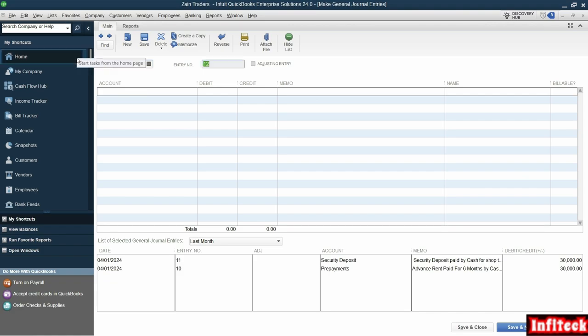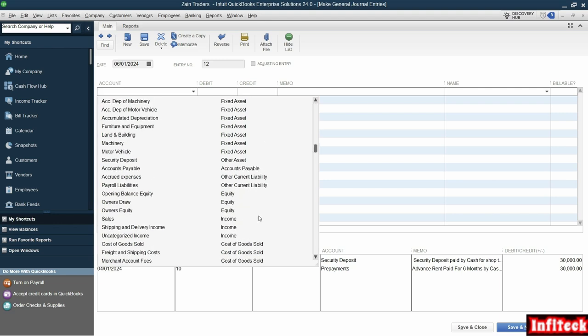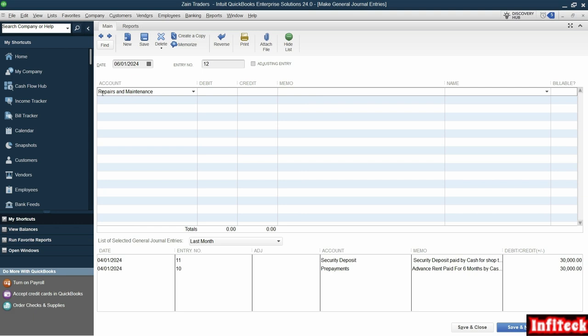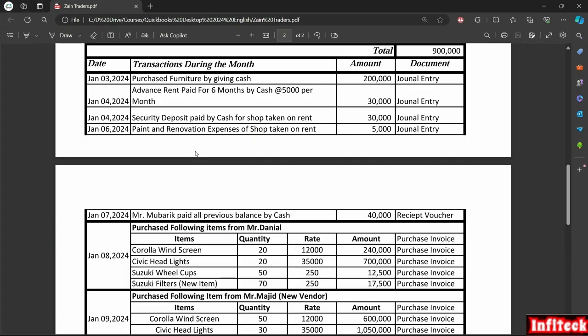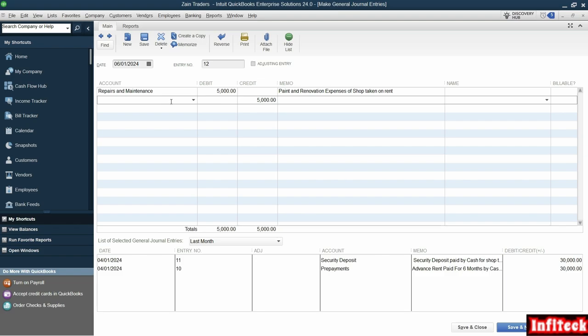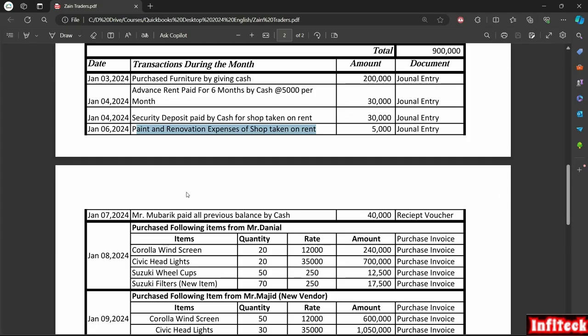So 6th of January, and let's mention paint and renovation. We surely wouldn't have that. So let's choose another category. Repair and maintenance. It can be categorized as repair and maintenance. Now remember, you don't need to create a separate account for every single expense or every single asset. If it can be categorized in a major category, then you can put it in that. So debit this. Now let's copy and paste the description here. Press tab, cash. So this is also done.